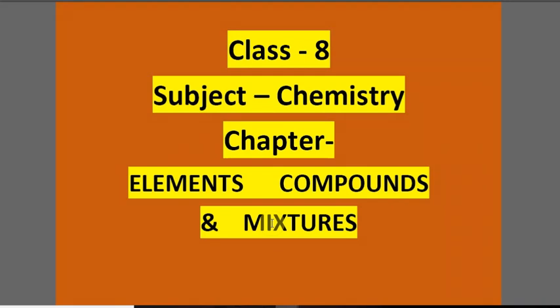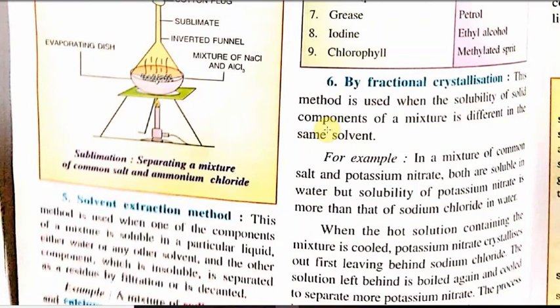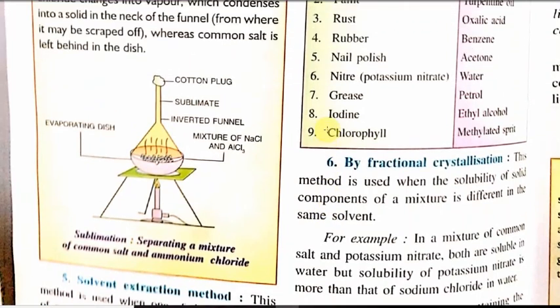Class 8 students, in this session we will start our discussion with the solvent extraction method. So let us go to the solvent extraction method. This method is used when one of the components of a mixture is soluble in a particular liquid, either water or any other solvent, and the other components are insoluble. Let us check one example.